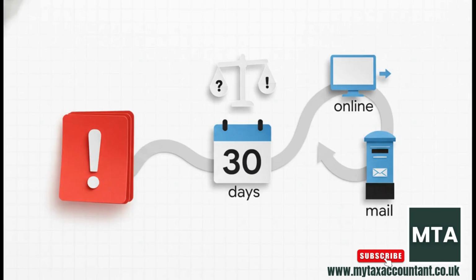Now, if you do get a penalty notice in the post, don't just panic and stick it in a drawer. You have a 30-day window to appeal it. You can do it online or by post, but you need what HMRC calls a reasonable excuse. We're talking something serious, like a sudden illness or a family bereavement. Unfortunately, just saying you forgot or that you were short on cash isn't going to cut it.